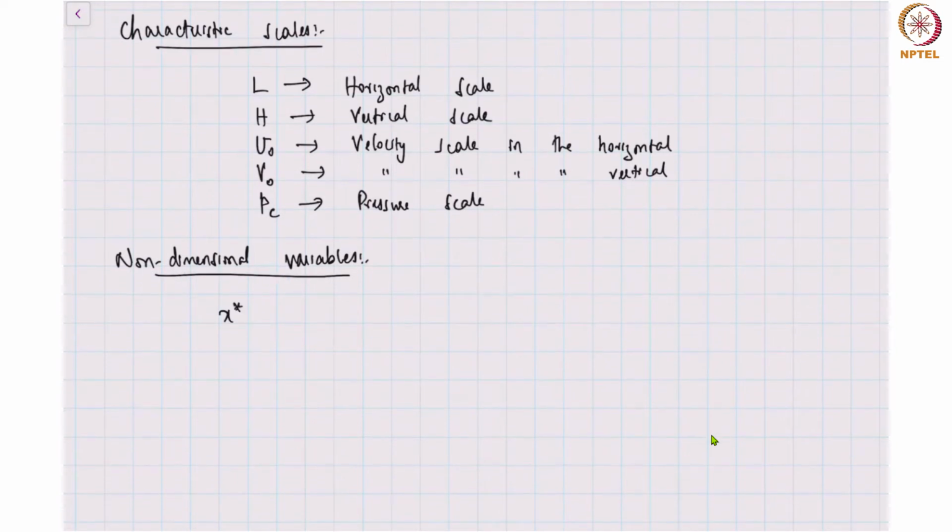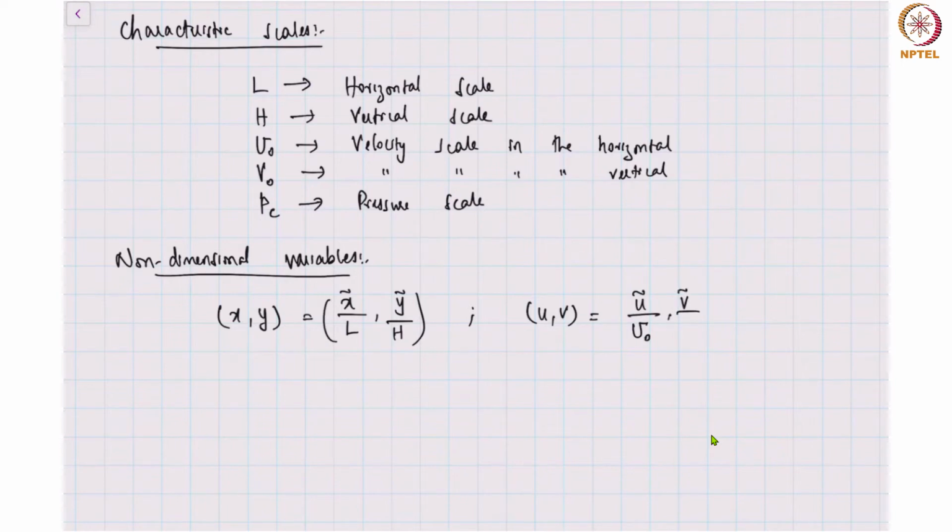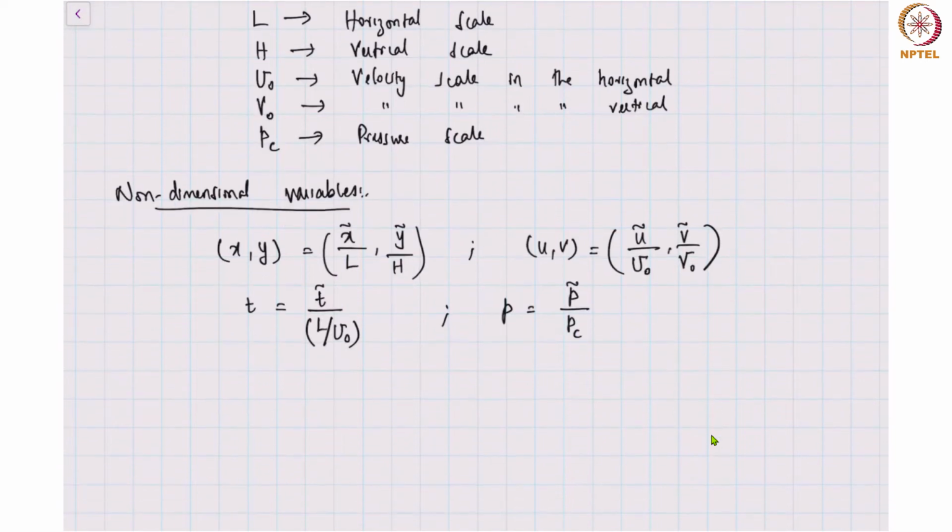So x star, or let's call it x and y, would be x tilde by L and y tilde by h. U and V, the non-dimensional horizontal and vertical velocity, would be u tilde by U naught and v tilde by V naught. The characteristic scale for time will be t tilde divided by L by U naught, and the characteristic scale for pressure would be p tilde by Pc. Note that Pc is still unknown. So we have V naught and Pc both unknown.